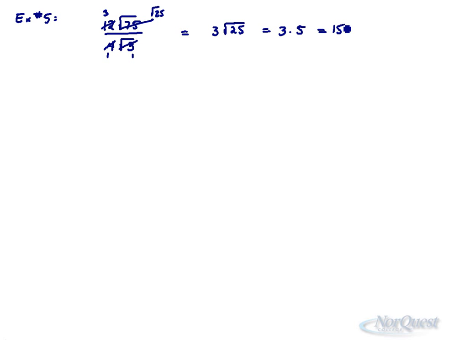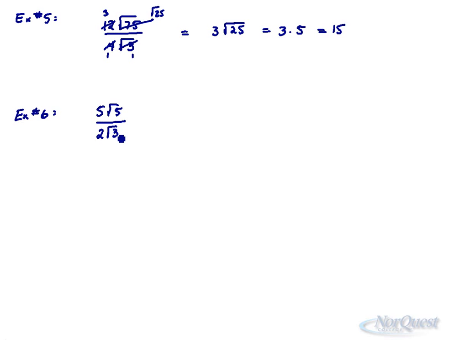Example 6. Let's try another one. We're going to look at 5 root 5 over 2 root 3. Notice how this question is different than example 5. It's nice to see them both on the same slide so that I could refer back to them. In this case, the coefficients don't divide in evenly. Neither do the radicands. So in this case, what we have to do is simplify.